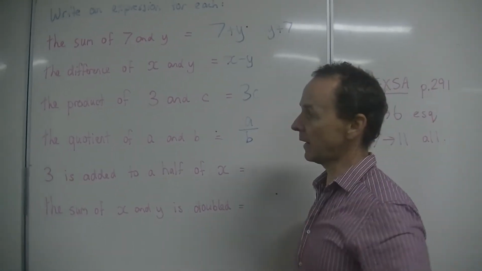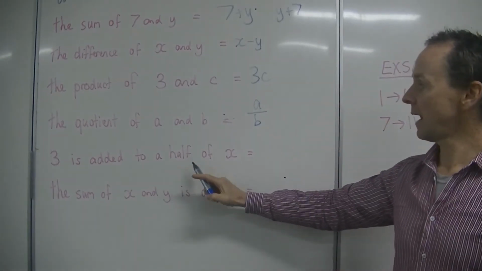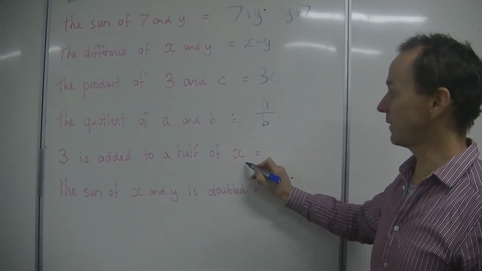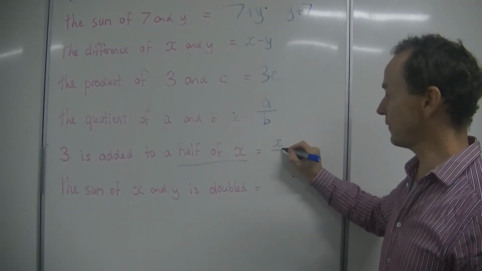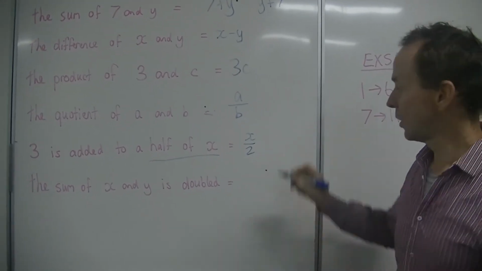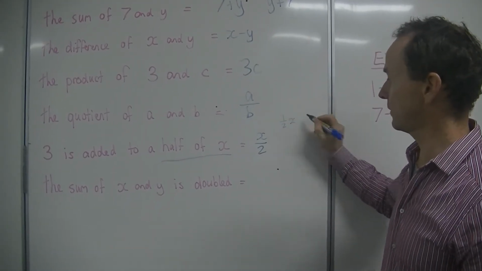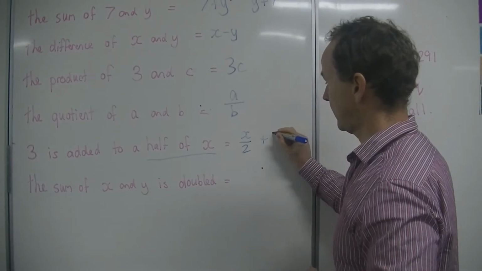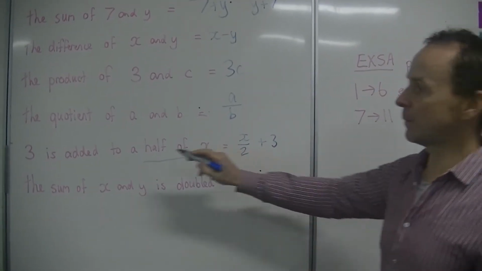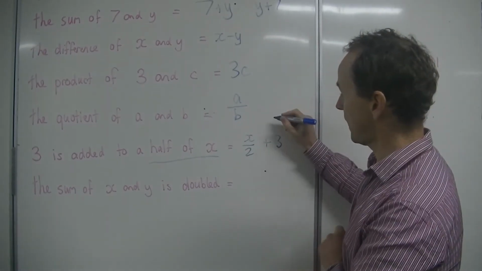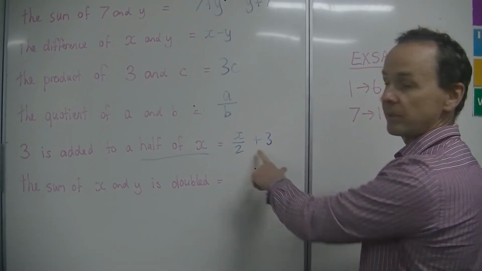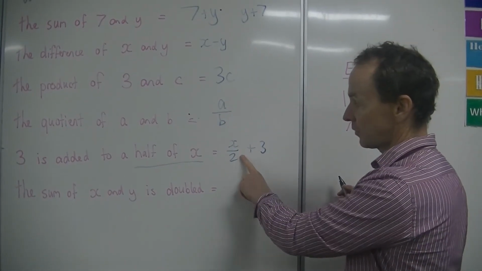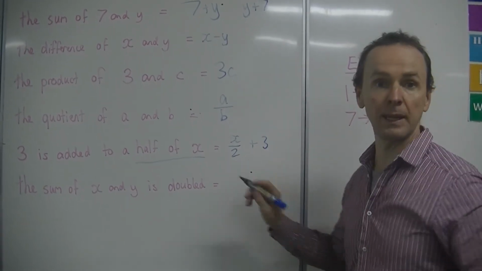Now, these two are a little bit harder. 3 is added to half of x. So have a think about it. So we have to write down half of x first. Half of x, you can either write it as x over 2, or you can write half x. But I'm just going to write it as x over 2. And it says 3 is added to it. So we write down here plus 3. Sometimes people write 3 plus x over 2, and in this case it's still correct, but remember if it said 3 is subtracted from half of x, you'd have to write x over 2 and then minus 3. So be careful of the order.